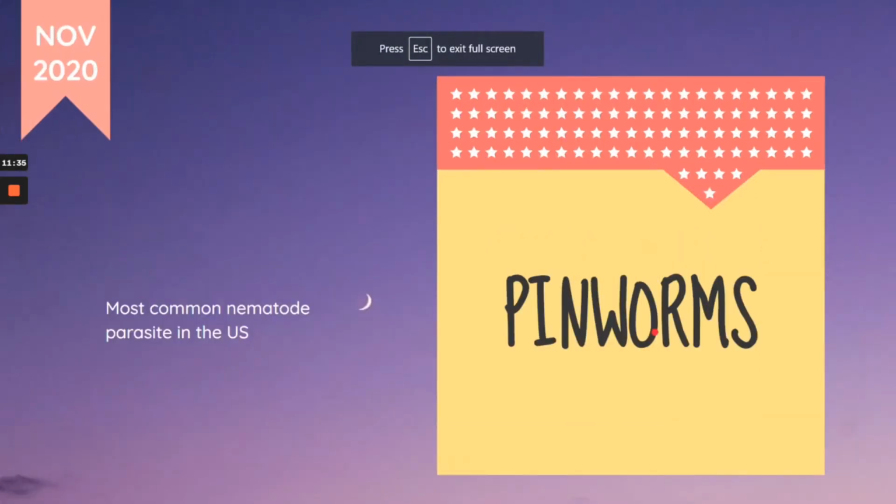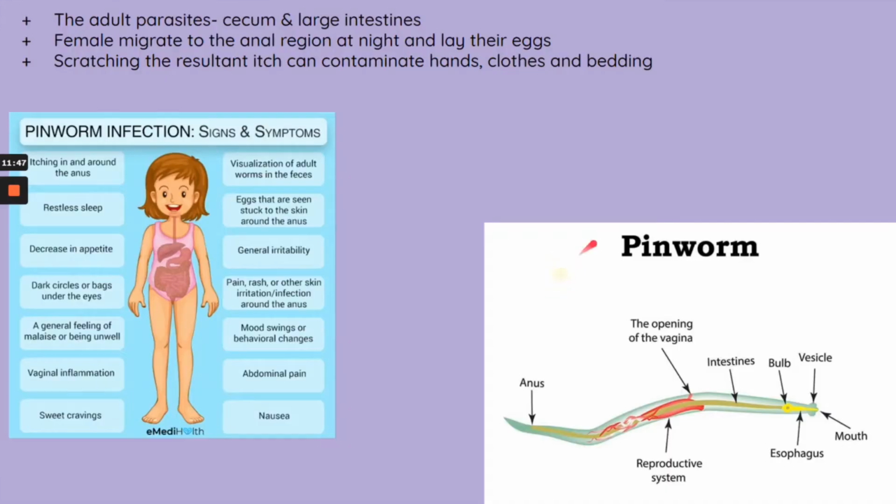The last one is pinworm. Pinworm is the most common nematode parasite in the US. Pinworm usually affects kids. The adult parasite lives in the cecum and large intestine. Females migrate to the anal region at night and lay their eggs. Scratching the resultant itch can contaminate hands, clothes, and bedding.